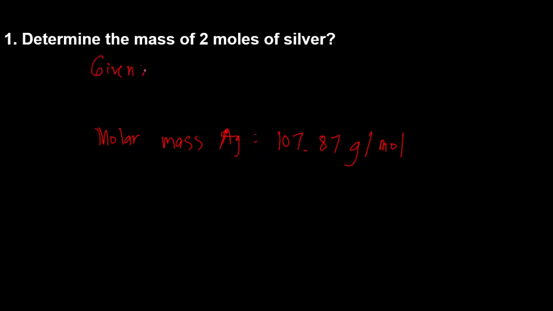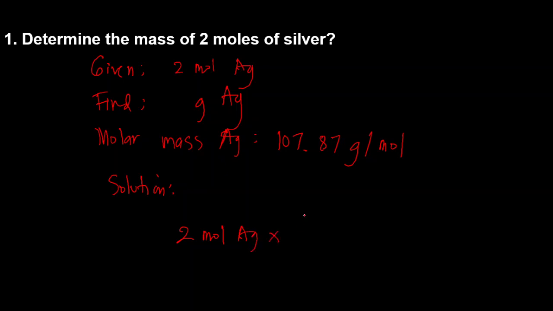Let's start with the given. The given is 2 moles of silver, and we need to find the equivalent mass in grams of silver. Then let's go to the solution. Copy the given first, 2 moles of Ag, then convert this to mass. We need to cancel mole, so we put mole on the denominator and convert this to grams of silver.